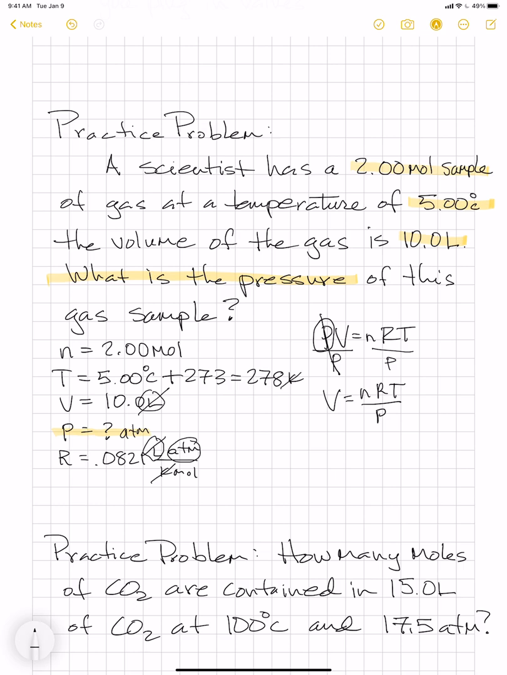Yep, there's Kelvin. That's gone. And what about moles? Moles, yep, that's gone. So if we know that the final unit is just going to be atmospheres, let's just use the numbers without the units, okay? So here we go. V is going to be equal to 2.00, that's the number of moles, times 0.0821, the gas law constant, times the temperature, which is 278, right? And what's going to be on the bottom? Pressure, and pressure is 10.00. All right, do the math.